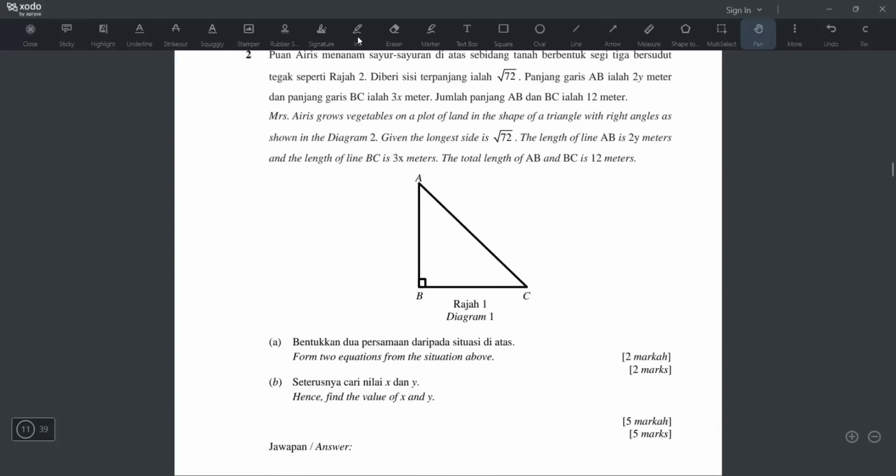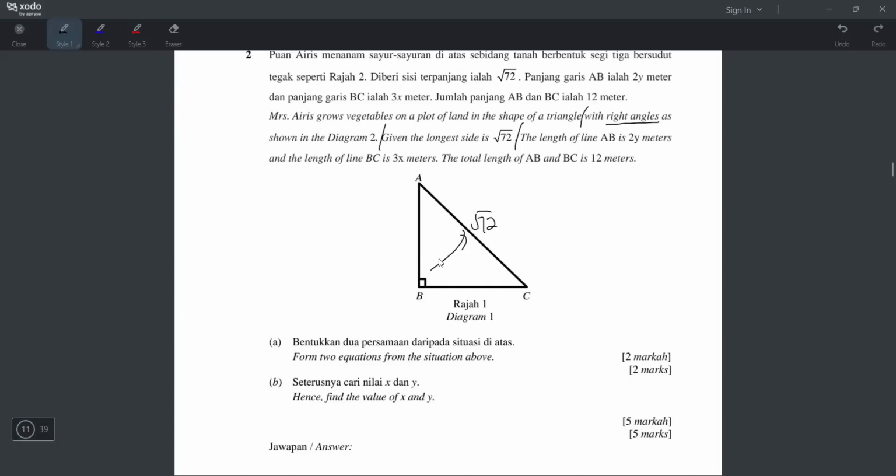Okay, let's continue. Question 2. Mr. Iris grows vegetables on a plot of land in the shape of a triangle. So dia tanam sayur-sayur dekat sini. Ini dia punya tanah with right angle as shown in diagram 2. So it's a right angle triangle, ini adalah segitiga bersudut tegak. Given the longer side is square root 72, longer side is always the AC lah. How do I know this is the longer side? Because dia depan 90 degree. Opposite 90 degree is always the hypotenuse, and hypotenuse is always the longer side.